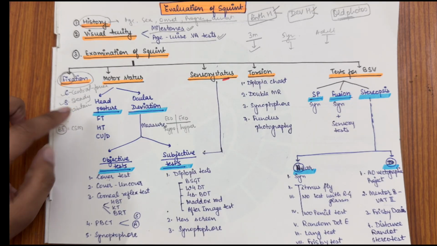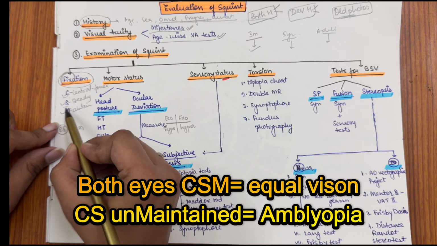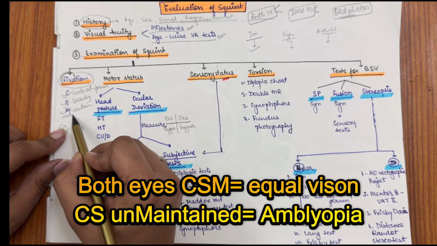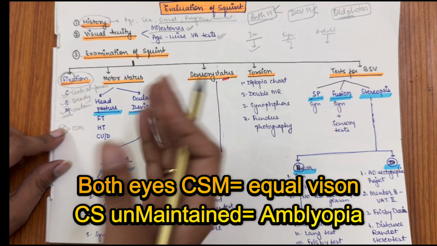It's central, steady, and maintained. The eye is holding fixation without any nystagmus or movement, and it keeps fixing for a long time. When the fixing eye is covered, the other eye takes fixation, and when the cover is removed, the normal eye still continues to fixate. If both eyes have CSM, both eyes have equal vision. If any one of the factors is missing, then one eye has low vision, poor vision, or what we can call amblyopia, right?